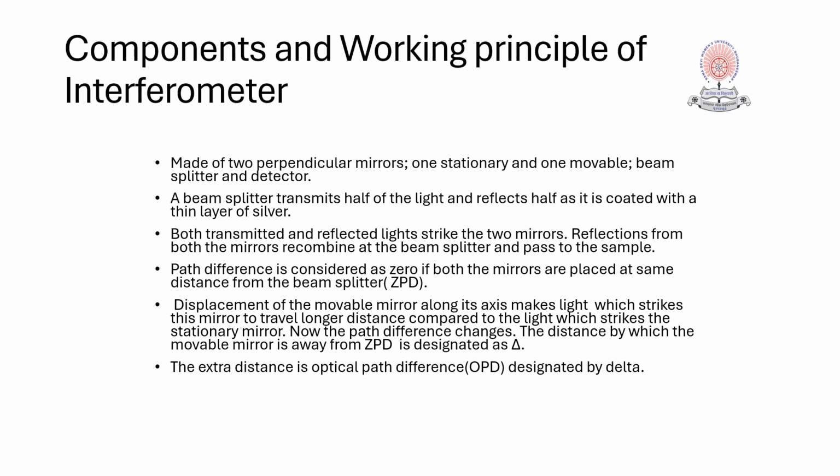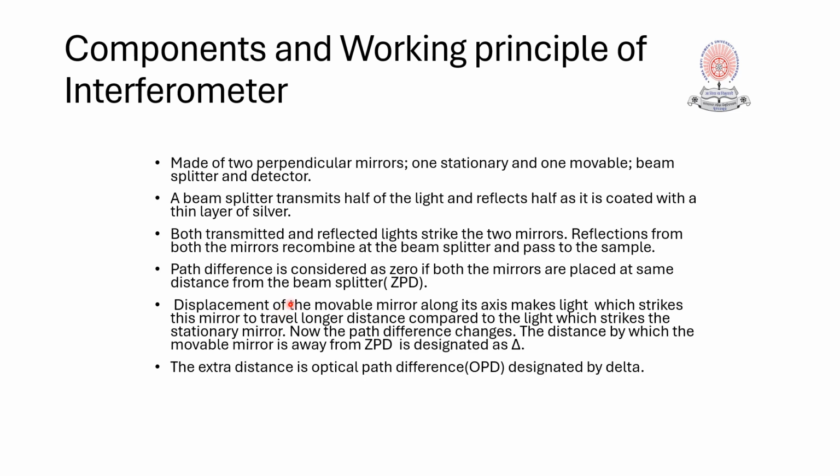Michelson interferometer is made up of two perpendicular mirrors. One is fixed and one is moving, and there is a beam splitter. The beam splitter transmits half of the light and reflects half of the light because of a coating of silver. Both the transmitted and the reflected lights strike the two mirrors. Reflections from both the mirrors recombine at the beam splitter again and pass to the sample.